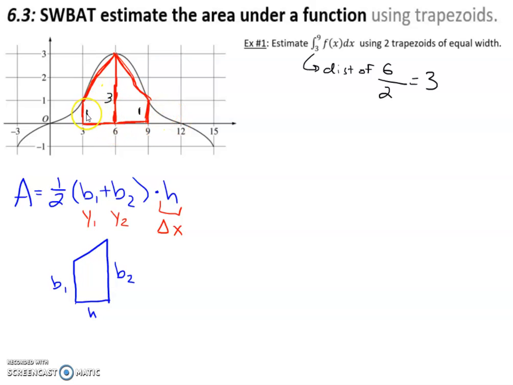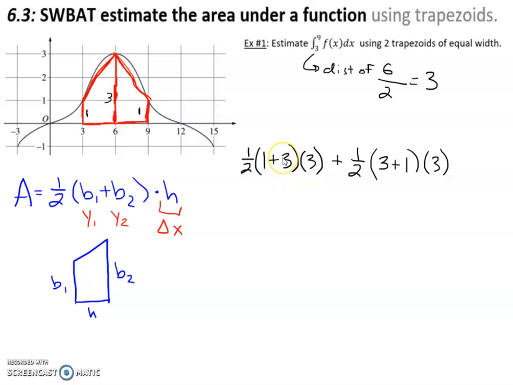So our area is going to be, the first trapezoid is 1/2, and then base 1 plus base 2 are the two y values, so that's 1 plus 3. And then times the height, or the change in x, the distance from 3 to 6 is 3, which we had determined earlier. So that's our first trapezoid. Our second trapezoid also has a 1/2. This time our two y values are 3 and 1, so these two trapezoids share that side in the middle. And then it also has a dx of 3.